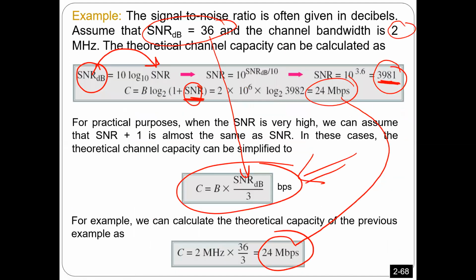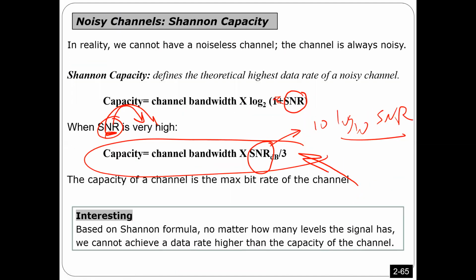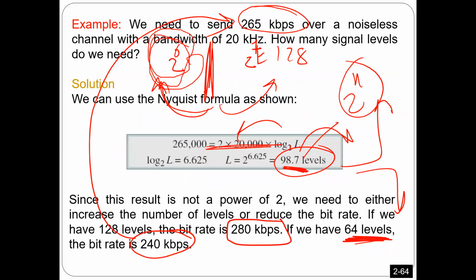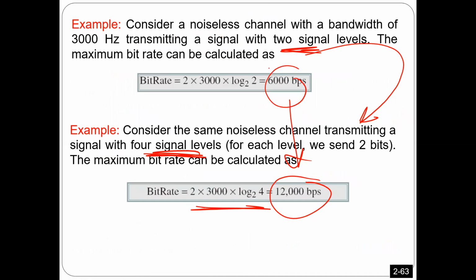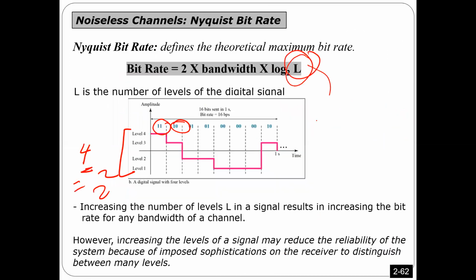Now what I did, I explained two different formulas to calculate the bit rate. So which one do I have to use? Actually, we are going to use both of them. How? Very simple. We are going to use Shannon to give me the bit rate. But if you want to know L, how many levels you should have for the signal, in this case, I'm going to use Nyquist.